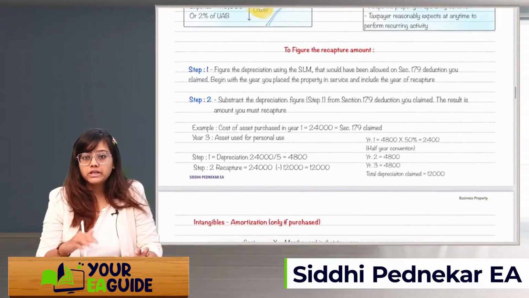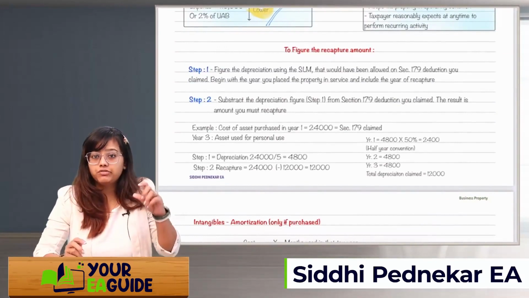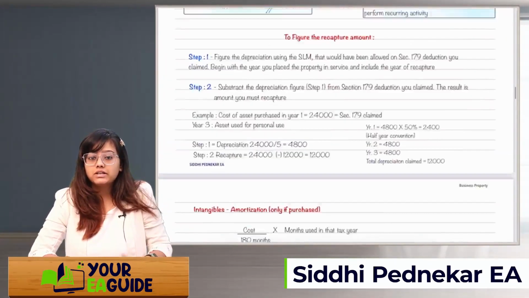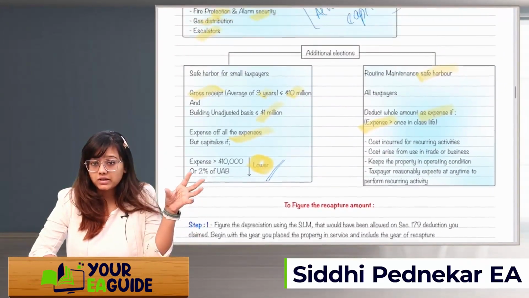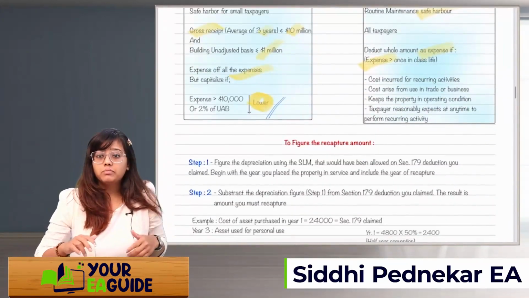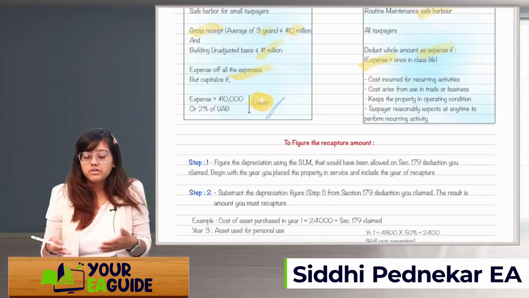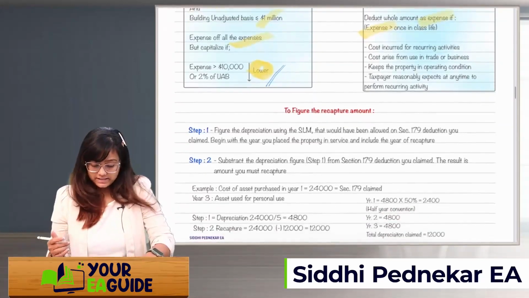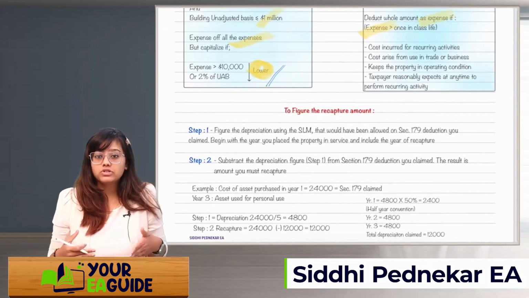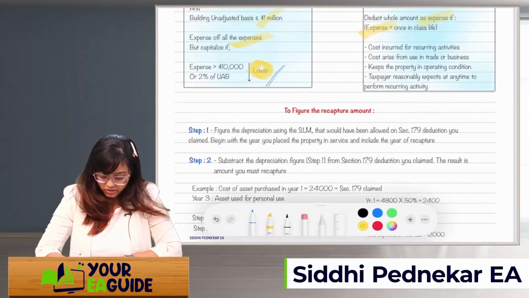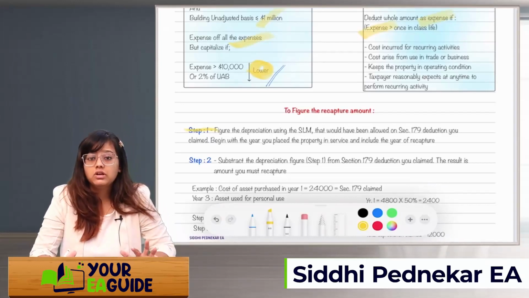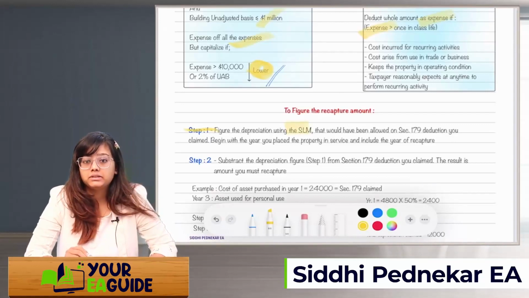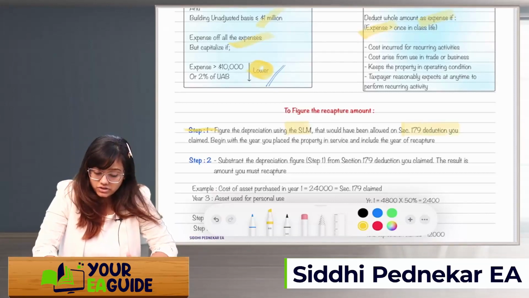Next, we have mentioned here some of the steps where you will figure out how to recapture. This topic is related to the 179 deduction we have done, right? If your business use has changed or it's less than 50%, then you'll have to recapture it. So how will we do it? Let's see. Step 1, figure the depreciation when you're using SLM. First step is what? Simply find out the amount of depreciation that would have been allowed on the 179 deduction if you were using the SLM method.